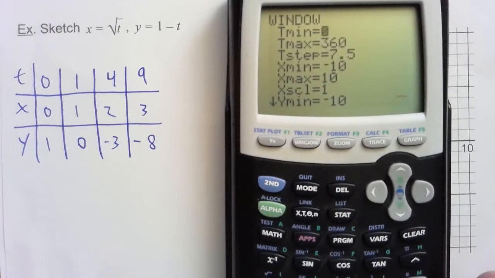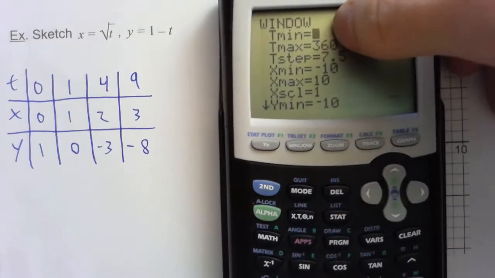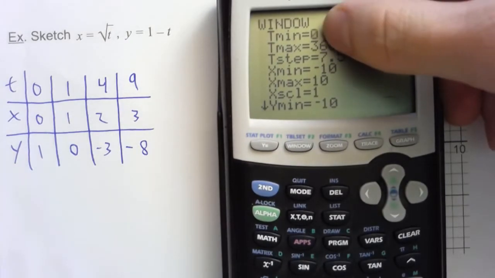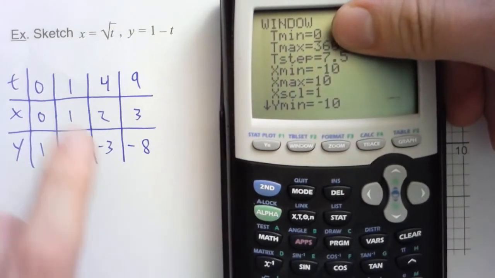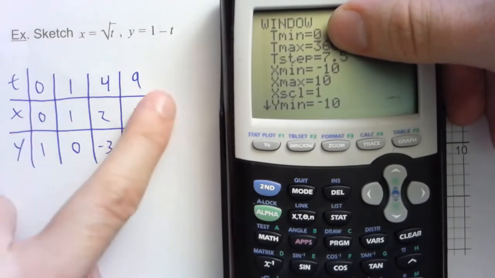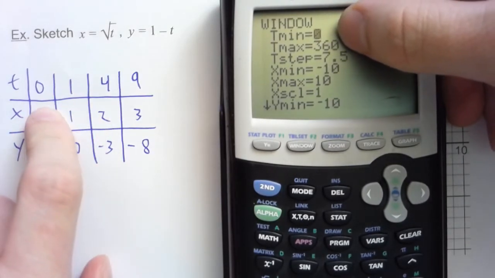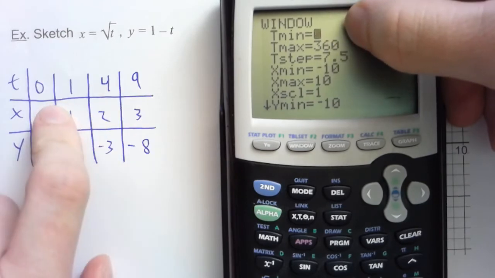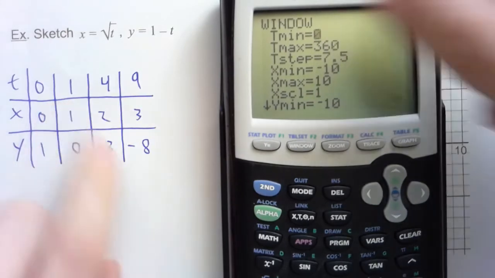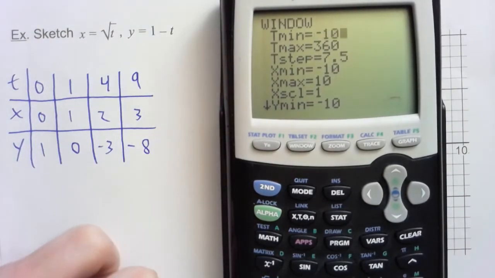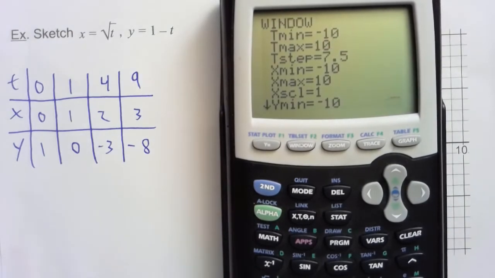If you go into your window here, one thing is they always default to only doing positive t values. That was fine on this one, because we did only want positive t values, right? But there's plenty of other graphs where that wouldn't be the case. So in general, when you're doing parametric, what I would do is I would make your Tmin be -10 and your Tmax be 10. And then t-step, so your calculator is not magic.